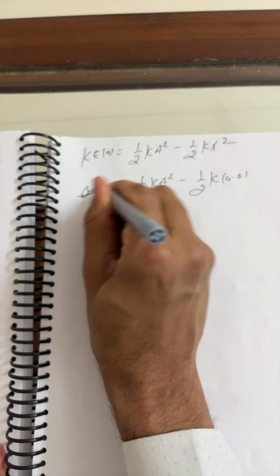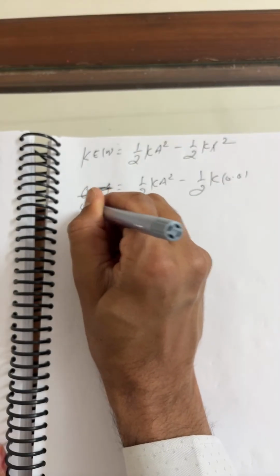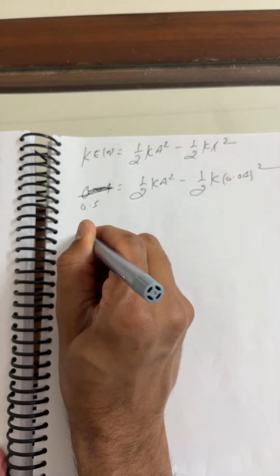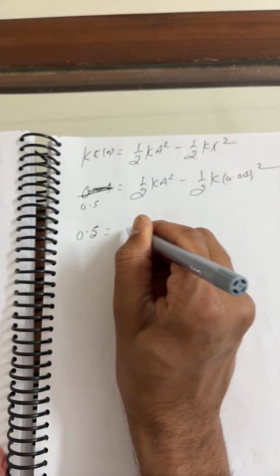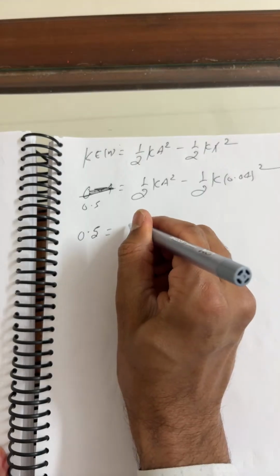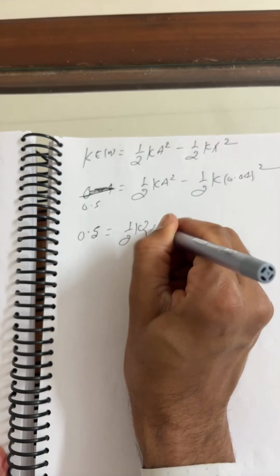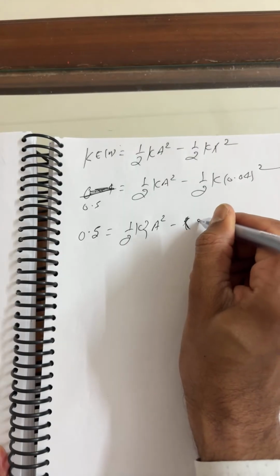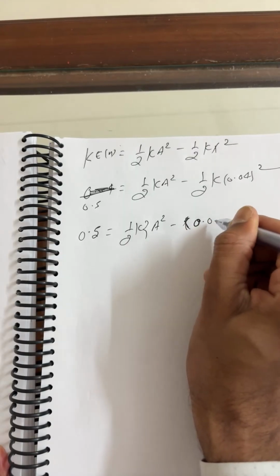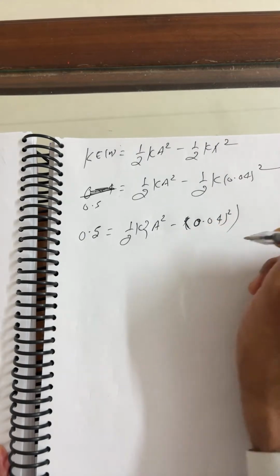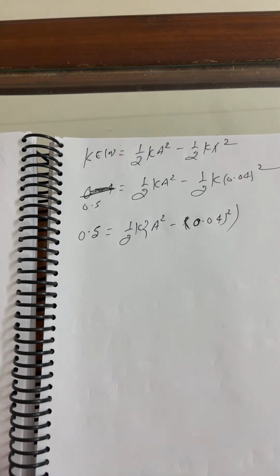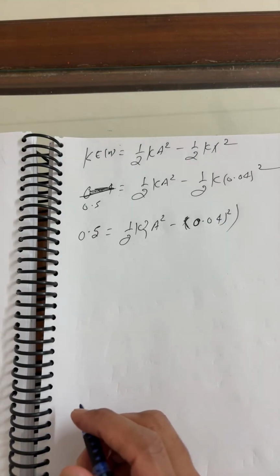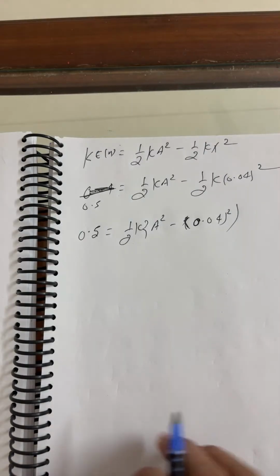Oh, I wrote wrongly. The kinetic energy mentioned here is 0.5 joule, and x is 0.04, whole square. I'll write it once. So 0.5 equals, taking half k common, half k times a square minus 0.04 whole square. Right, okay, fine.